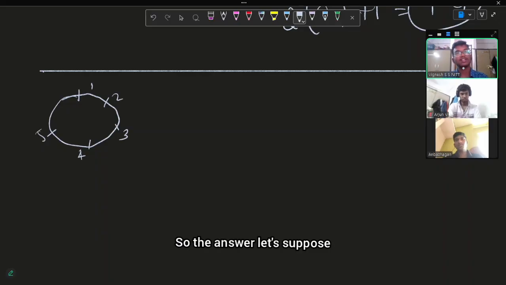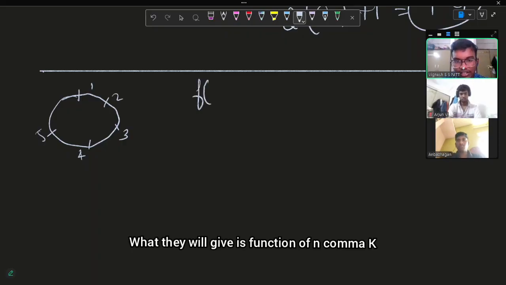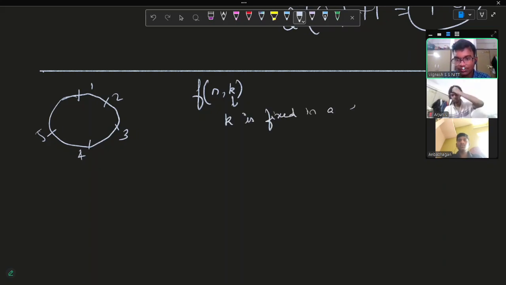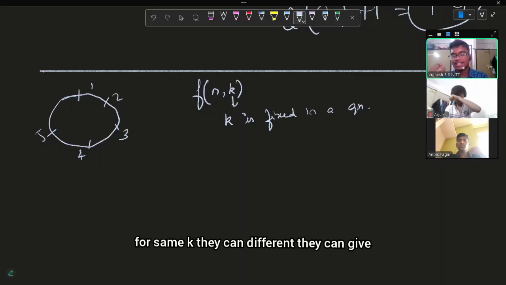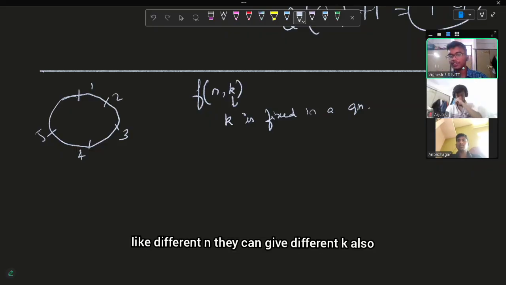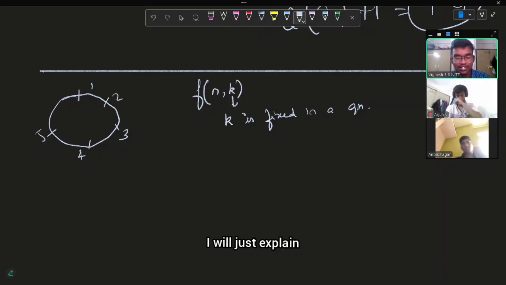Let's suppose for a question the k value is fixed. What they will give is a function of n comma k. K is fixed in a question. For the same k they can give different n, and for different n they can give different k also. Both are independent of each other. But we'll look at it one by one. I'll just explain that, since it comes easier while explaining rather than giving the overall idea first.